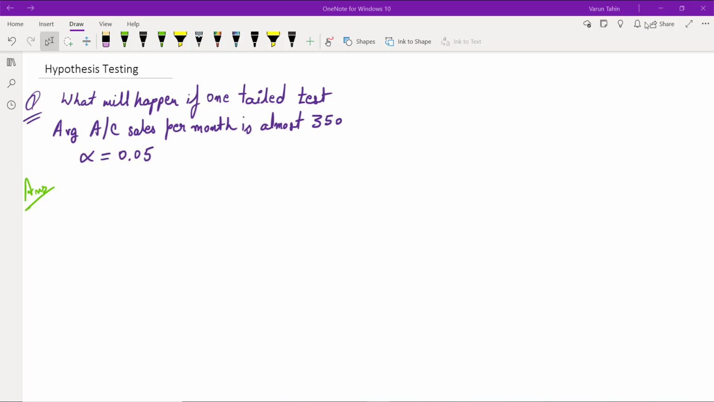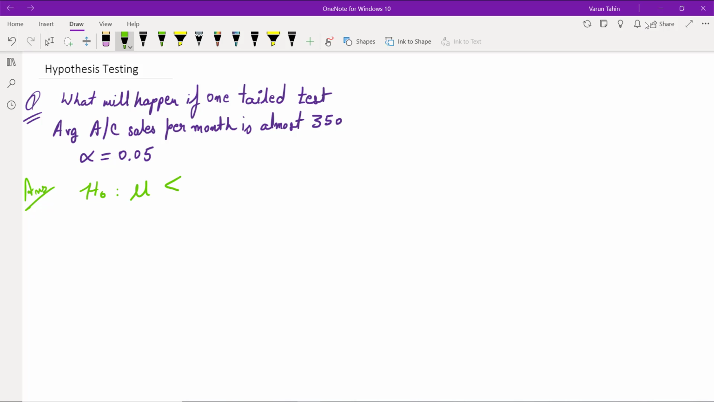Now in the previous example we have seen a double tail test or two tail test. What would happen if we are talking about scenarios which involve only a one tail test, like the one we are seeing on the screen right now? So this says that average AC sales per month is almost 350. So when we say almost 350, it is less than or equal to 350, and the significance level is taken as 0.05. So as per our previous discussion, guys, what would become the null hypothesis here?